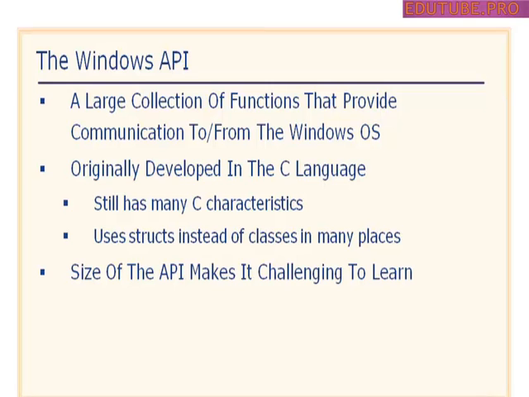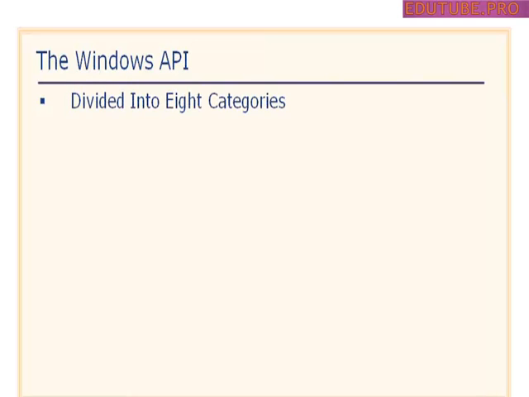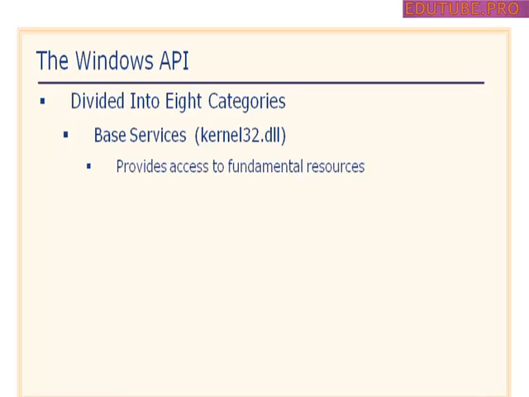But anyway, just the simple size of the API makes it very challenging to learn. There's a lot of stuff out there, but for right now let's just talk about the 8 basic categories of the Windows API, and this is really where you should start with understanding the Windows Application Programming Interface. First of all is base services. In the 32-bit version of the Windows operating system, these functions are in the kernel32.dll file, and that's what you're going to reference to get to these.